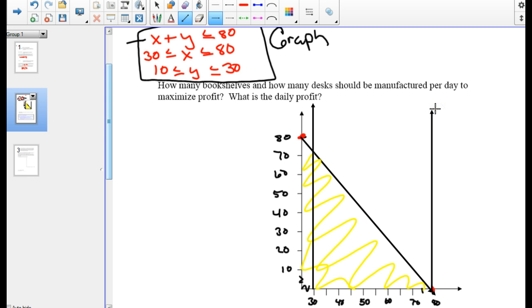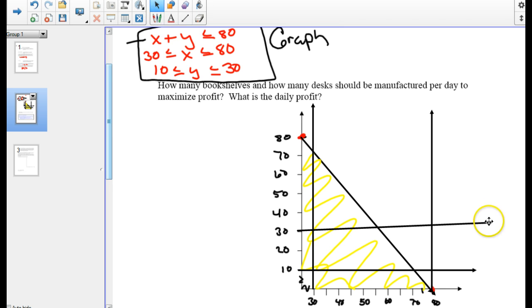Okay? My y values are between 10 and 30. So I'm going to graph above 10 and below 30. Whoops, I didn't exactly graph that one straight, but okay.